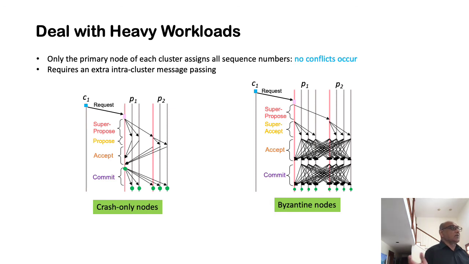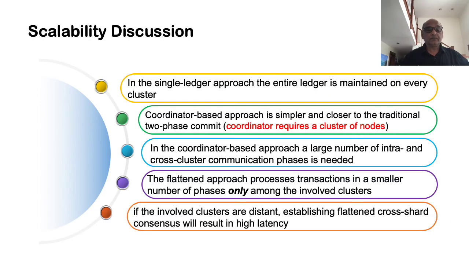So there is a trade-off. You introduce more latency, but you reduce the amount of conflicts and corrections that have to happen in the system. Okay, so this should give you an idea of what is happening and how sharding and partitioning of the network is being used.